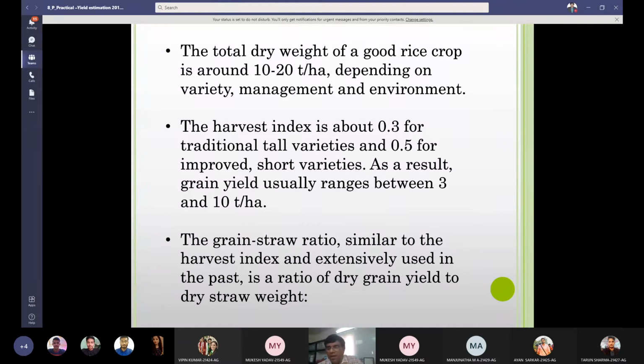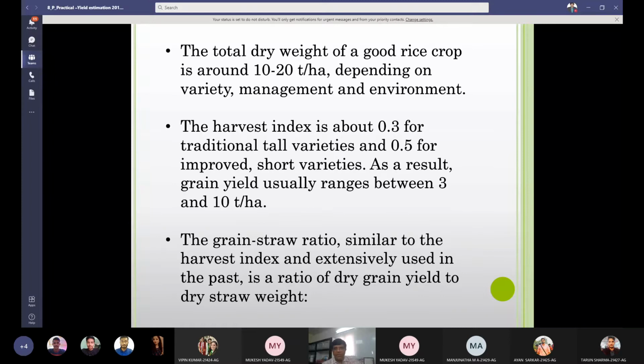Harvest index in general on average is 0.3, or 30%. Sometimes people write zero point three. 0.3 means 30% harvest index for traditional tall varieties, and 0.5 for improved short duration or high yielding varieties, which have 50% harvest index, meaning half the weight of the total biomass is grain and half is straw. And usually grain yield is 3 to 10 tons per hectare for high yielding varieties.